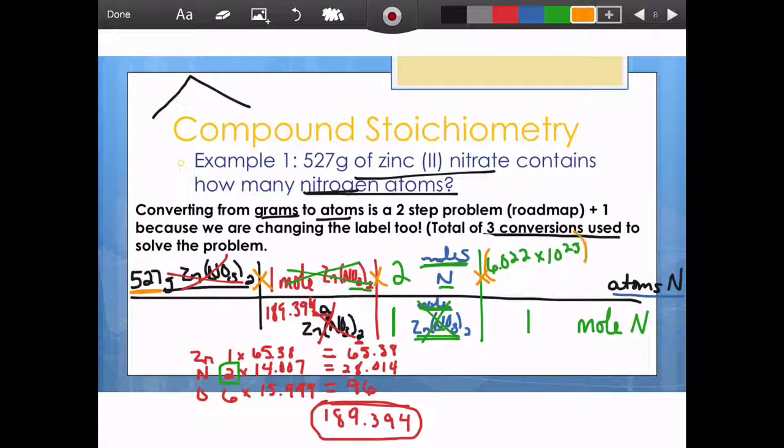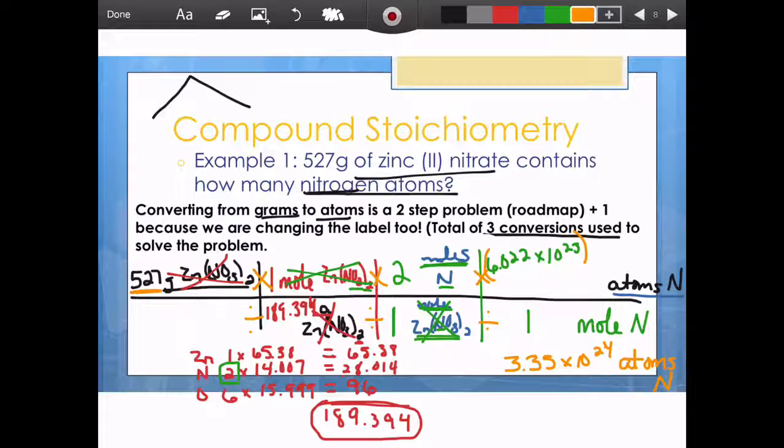If I have something that has scientific notation, put that in parentheses in your calculator so it doesn't mess up your order of operations, and then divide everything that is on the bottom of your calculation, and then hit enter. When you hit enter, you should end up with something close to 3.35 times 10 to the 24th atoms. And be careful, make sure you have your label with that. It's not atoms of zinc, it's not atoms of carbon. It is atoms of nitrogen, it's not atoms of oxygen.